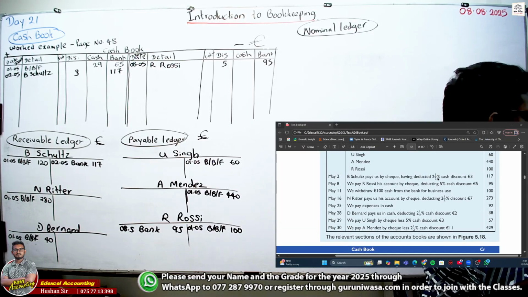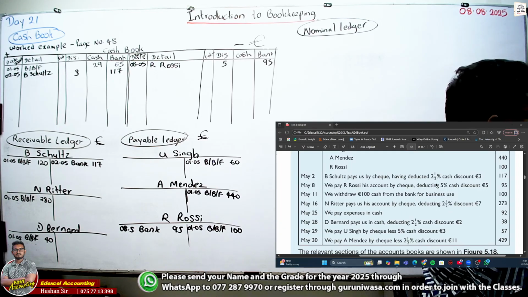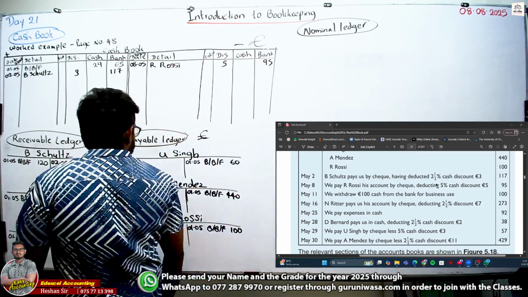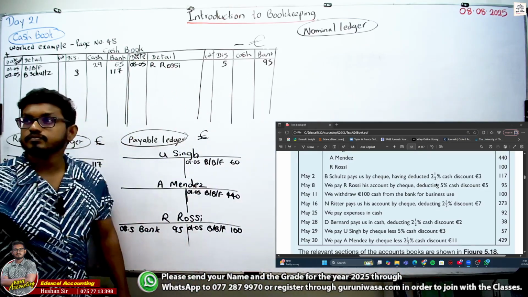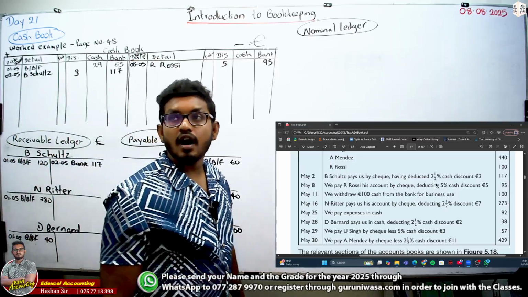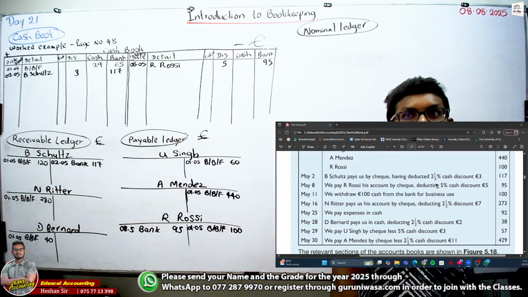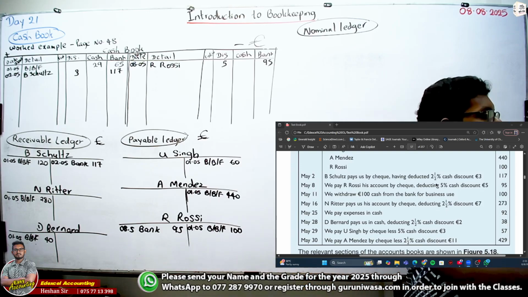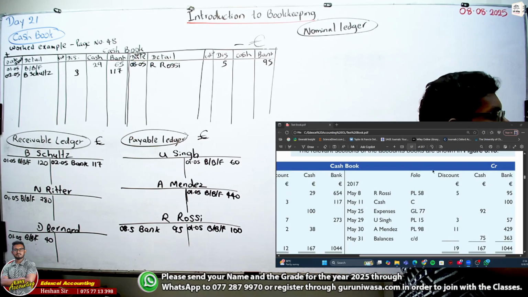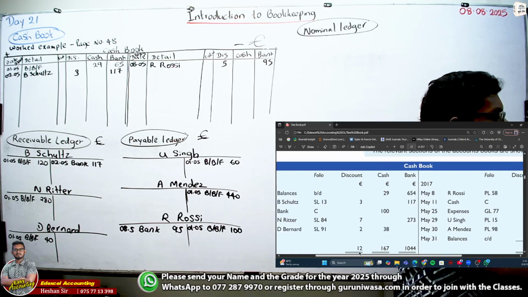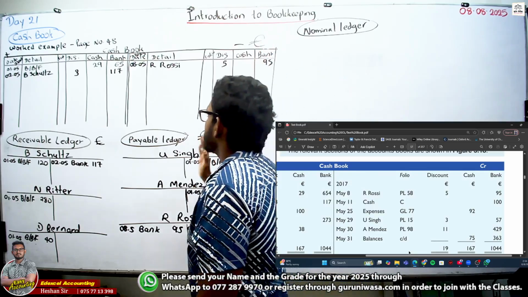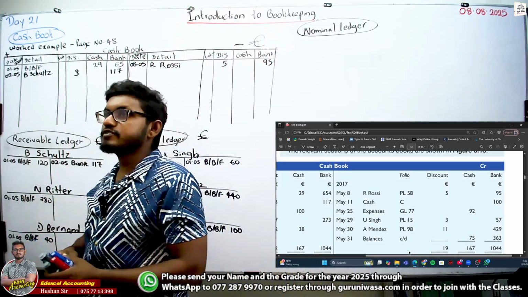Next one, 11, right? We record the discounts later. He withdrew 100 cash from the bank for business use. Now, withdrew cash from the bank. You can see in here it is a same transaction. Why? Bank asset decrease, cash asset increase.